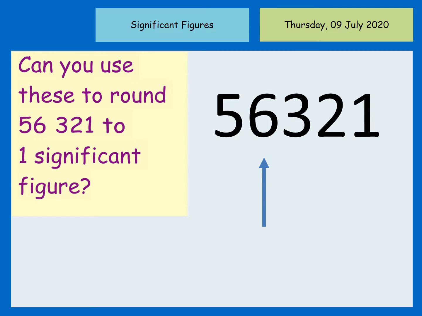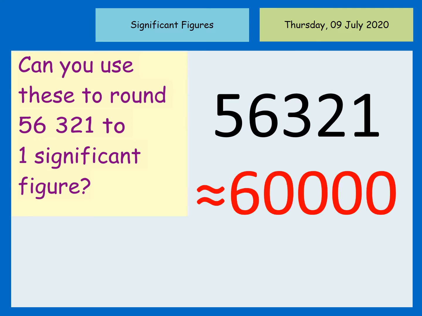Now, as the 6 is bigger than 5, that means we round up. So we're going to round the 5 up to a 6. So our answer is going to be 60,000.